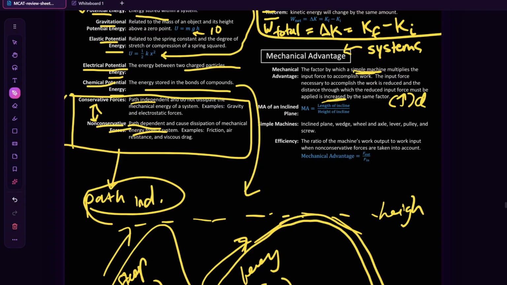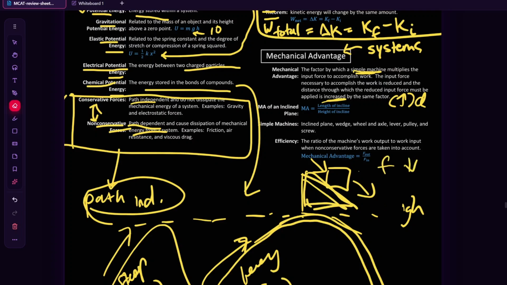So on an inclined plane, if the person wants to push this box up, the plane is going to help them push this box up this incline. The force that the person needs to apply is going to be less because the plane is helping them. It's a simple machine helping them. But the distance has to increase because the machine cannot create energy out of nowhere.